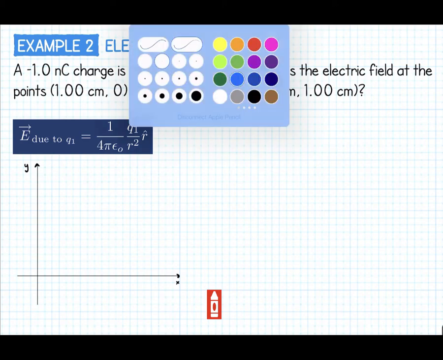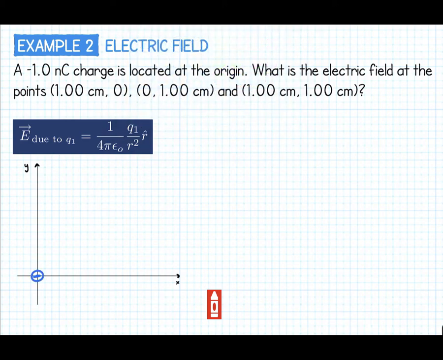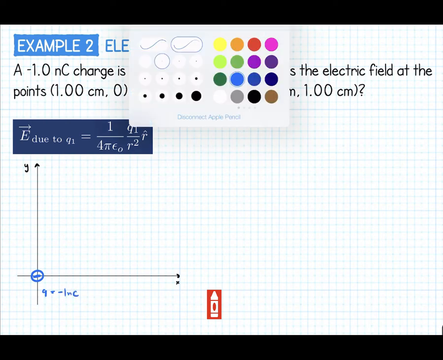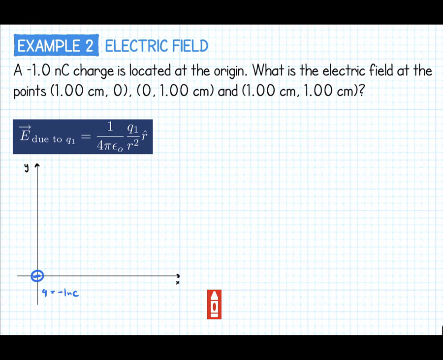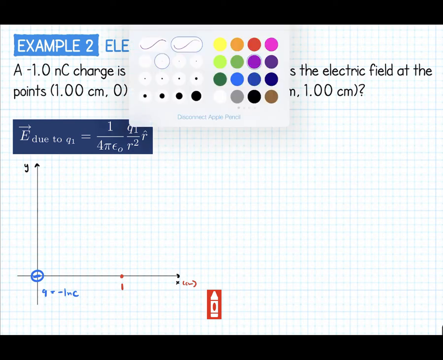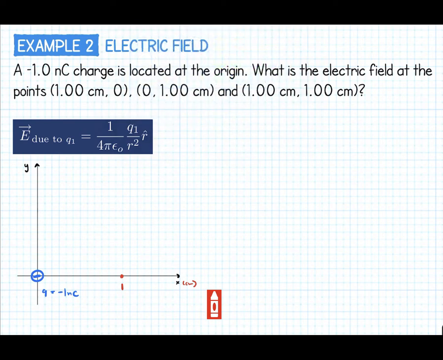So we have our charge at the origin, and we'll call this guy Q, which is -1 nanocoulomb. Then we have 3 different points that we care about, so I'll draw them with different colors. We'll start with this one, which is at, in centimeters, 1 centimeter. So we have one here. We'll call point B. This is also at 1 centimeter.